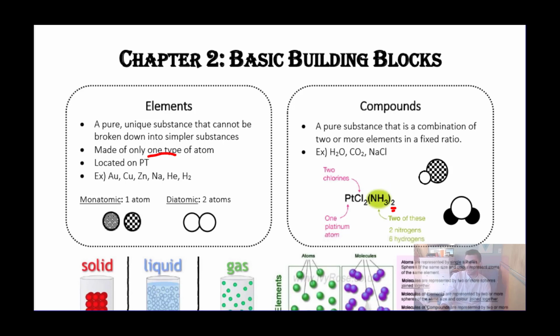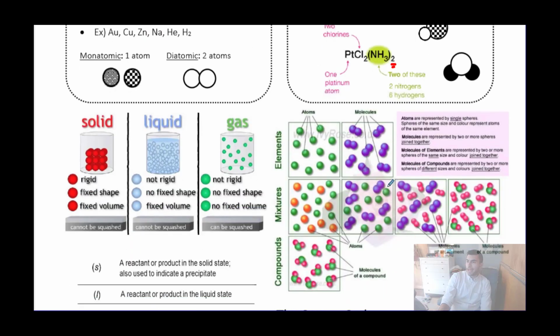So you should be familiar with that, being able to count up the number of atoms in a compound, like the examples we looked at here and the examples we looked at in the beginning of the year. We looked briefly at solids, liquids, and gases.